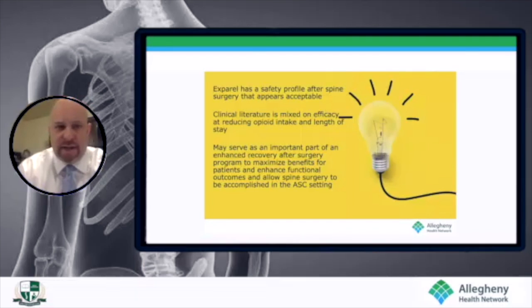So in conclusion, Exparel has a safety profile after spine surgery that does appear acceptable. The clinical literature is mixed on its efficacy at reducing opioid intake and length of stay. There may be other factors at play there. This may serve as an important part of an enhanced recovery after surgery protocol to maximize benefits for patients and enhance functional recovery and allow for spine surgery to be accomplished in the surgery center setting.